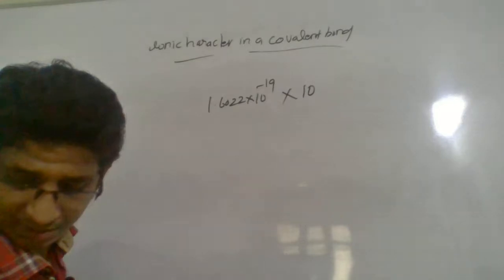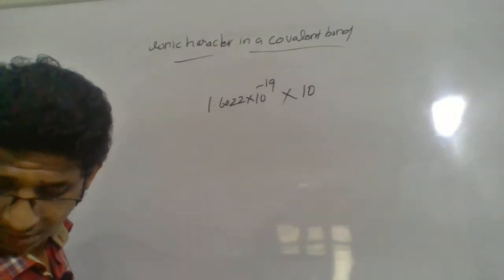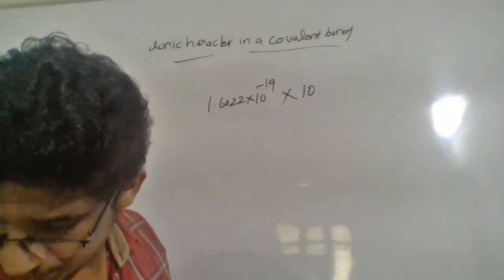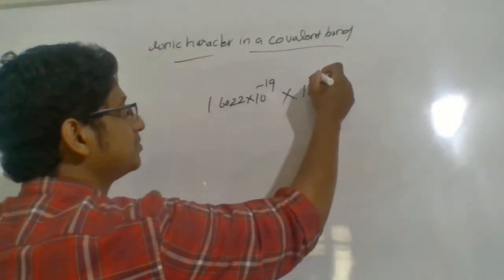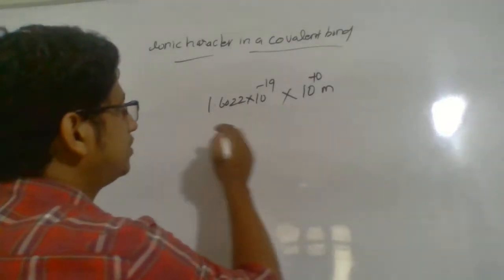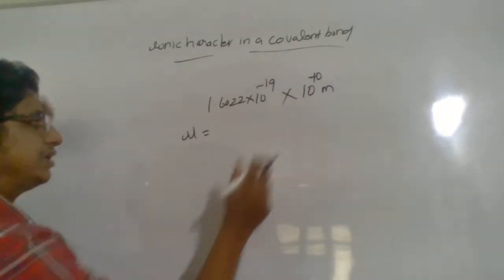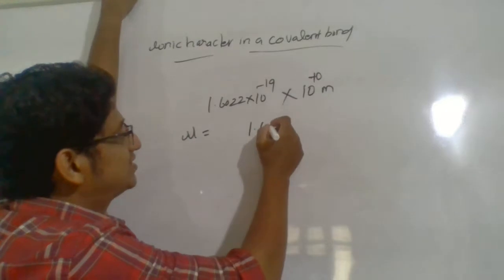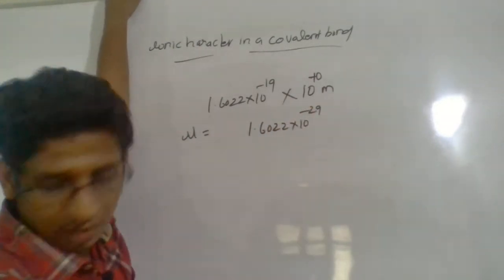let it be 10 into 10 raised to minus 10 meter, or we can say the distance between the charges is 10 raised to minus 10 meter, which is equal to 1 angstrom. So now calculate the dipole moment, which is the charge at one center into the distance between the centers. If you calculate it, you will get 1.6022 into 10 raised to minus 29 coulomb-meter, right?